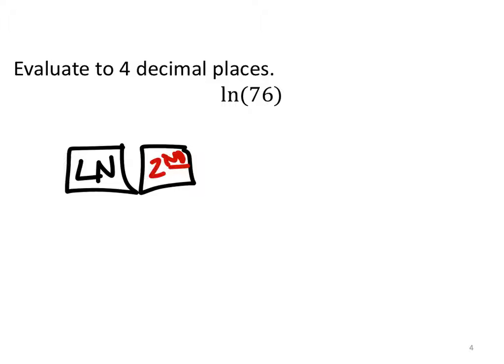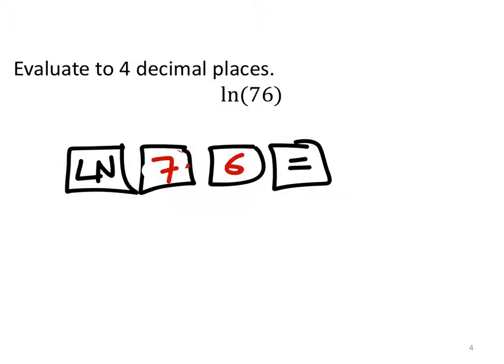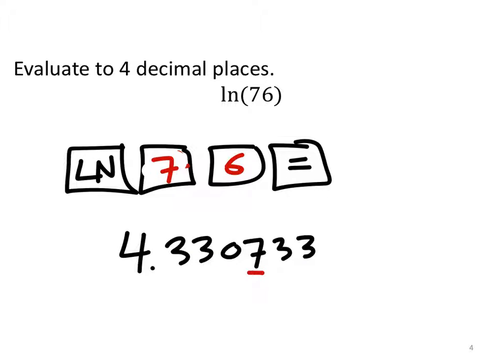I think for some of you, it may be a shift button. And then to get e to the power... No, what the heck? It's just the natural log. I apologize. Natural log of 76. Well, then I can push equals. We'll stop right there. We only need 4 decimal places, which is the 7.